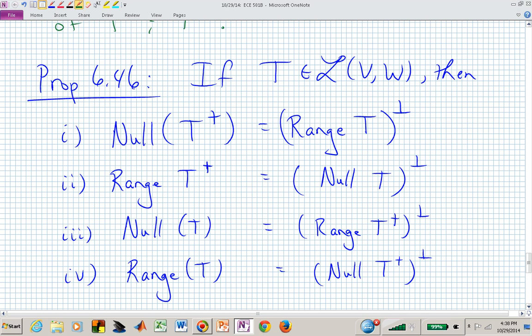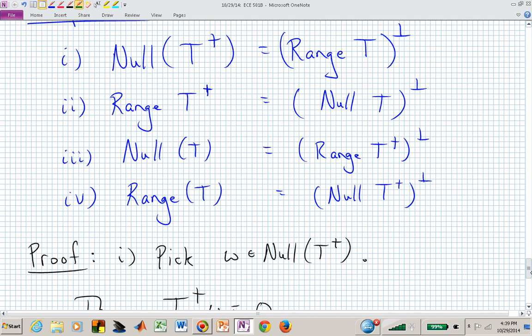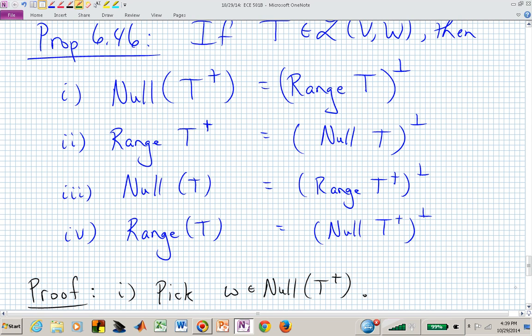So now when we're saying the range of T, we're saying any linear combination of vectors that you can get to by mapping through this linear map T. That's the range of T. The range of T is where you can get to in the codomain by going through this linear map T. And we've now found vectors that are orthogonal to everything in that subspace, the range of T. Let's look at the third one.